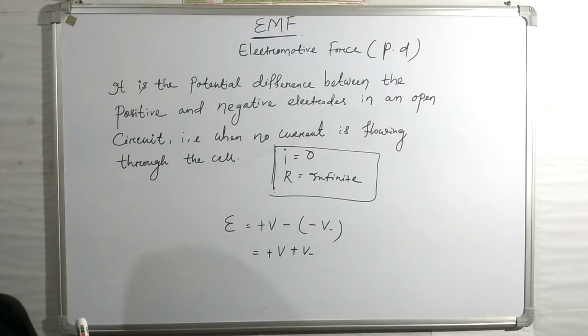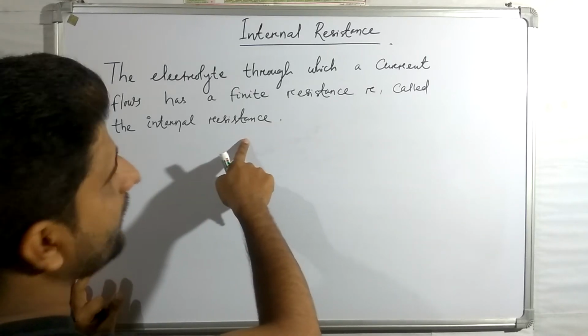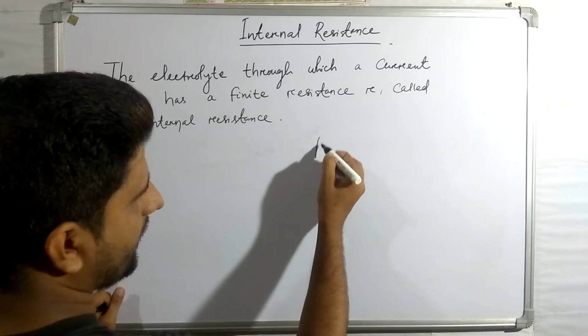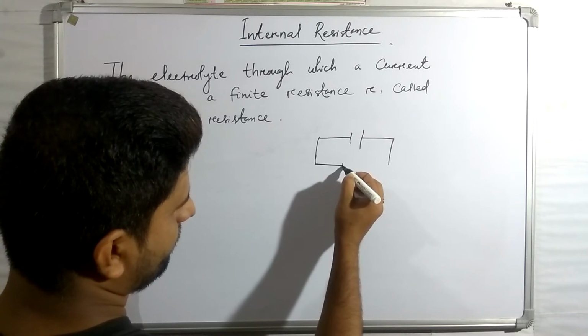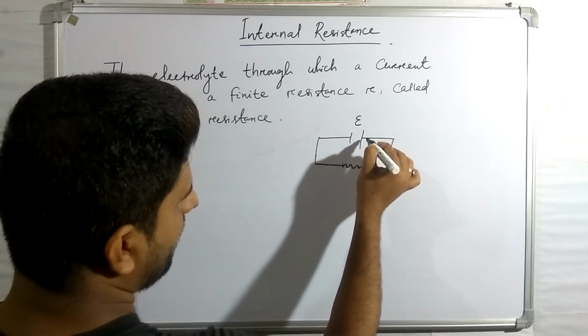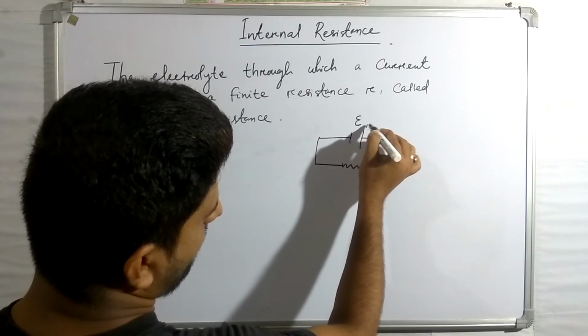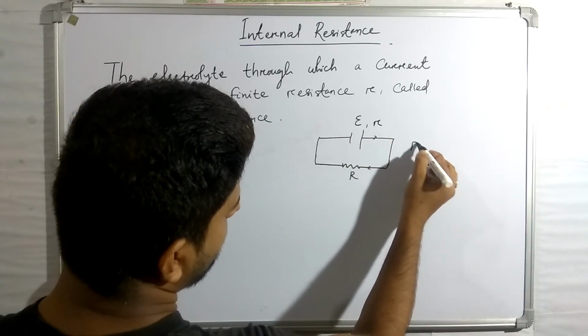Then what is internal resistance? The electrolyte through which a current flows has a finite resistance, called the internal resistance. Suppose here is a cell, the EMF of the cell is E and the internal resistance is R. This is the discharging cell.